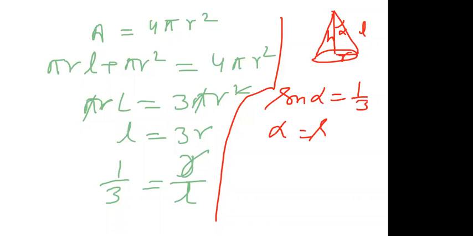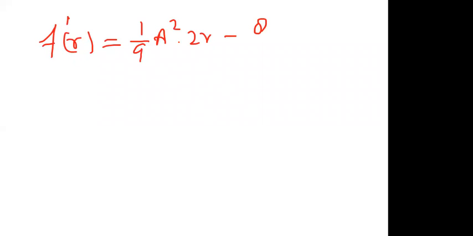Alpha equals sine inverse 1 by 3. This only was our target to prove. Now we need to calculate f double dash r. So f dash r was with us as 1 by 9 a square into 2r minus 8 by 9 pi a r cube. This is f dash r.